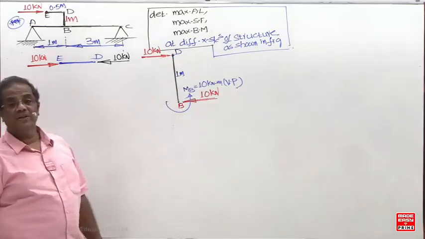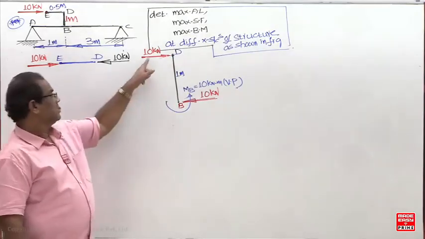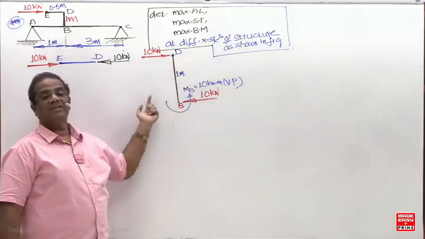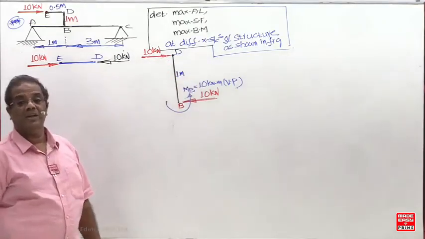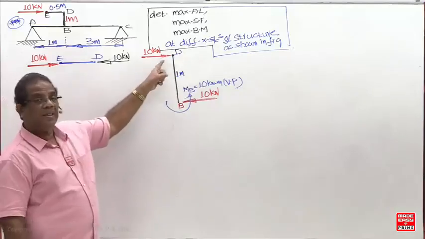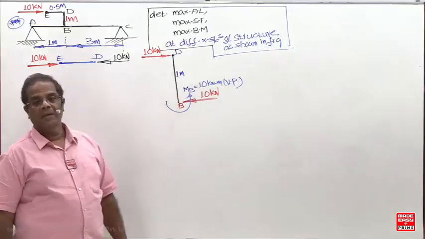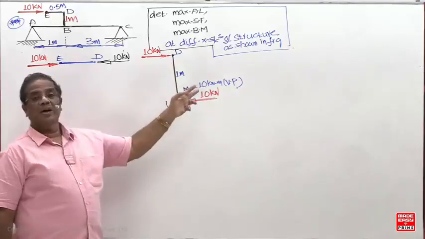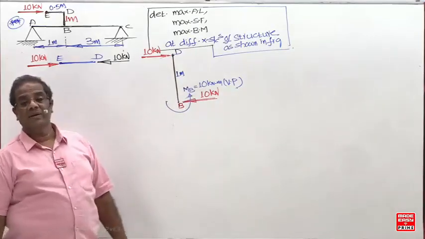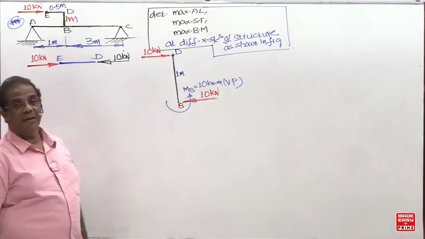But is the SFD positive or negative now? This and this, these two are forming a couple in which direction? Clockwise. When the shear forces are forming a couple in clockwise direction, shear force is positive. Therefore, SFD is a positive rectangle. But what about the BMD here? Bending moment is 0. Going on the right side, right side contraction means negative. So bending moment at B is minus 10.